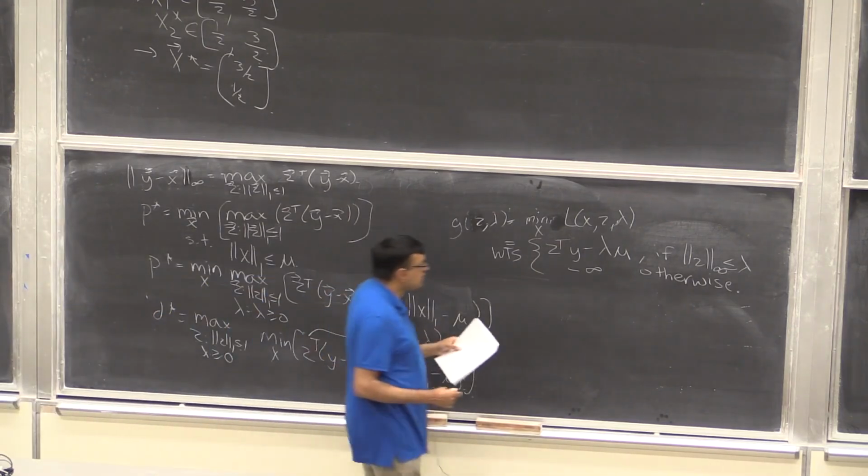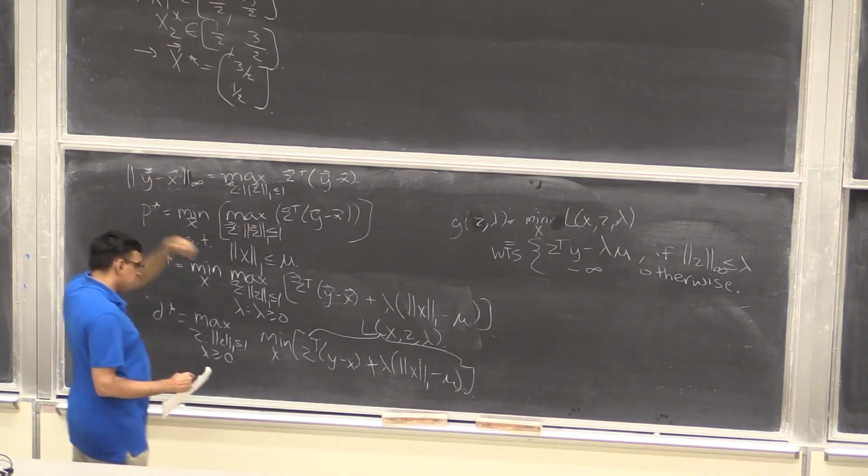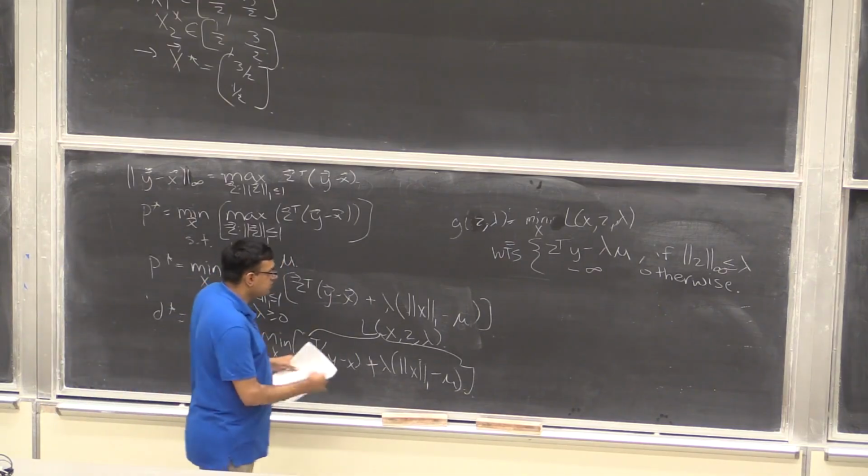Yeah, so we want to show this. And the thing that we want to show is basically what happens if we minimize this over x. So let's just rewrite out the Lagrangian.